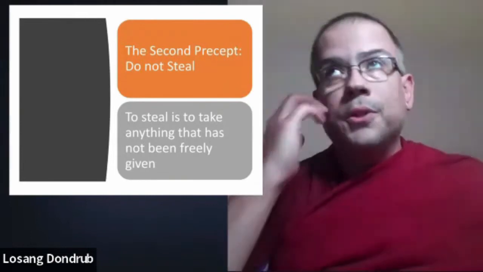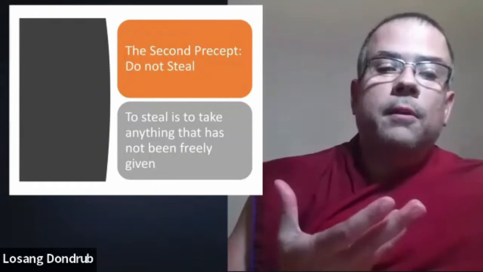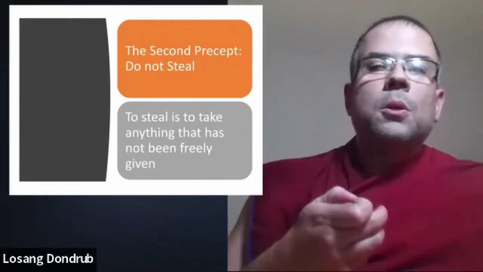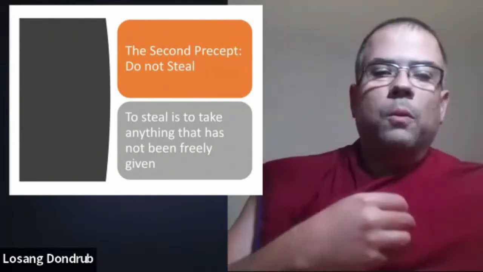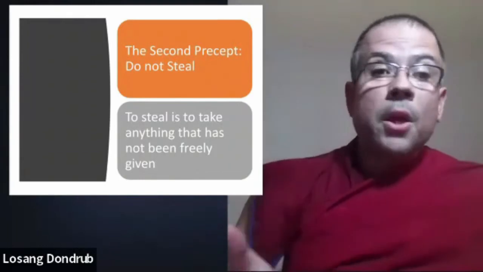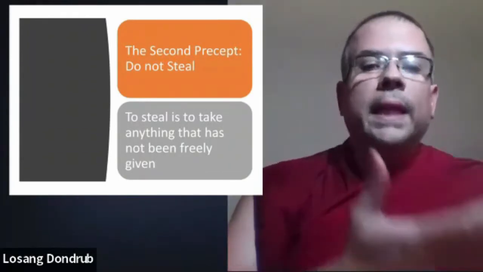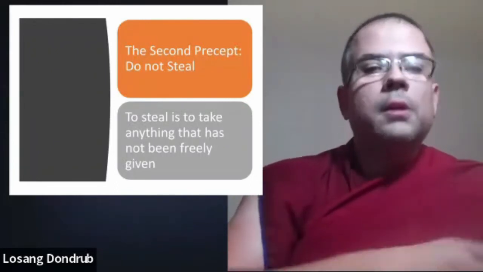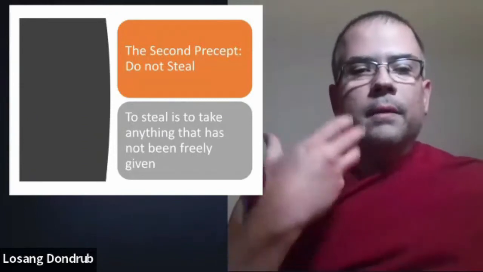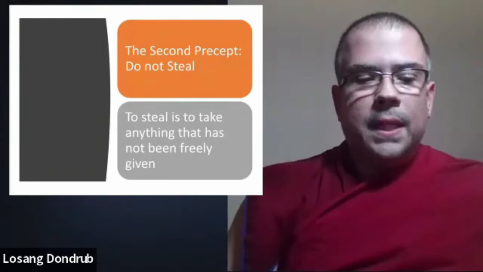And also coercion could be a form of stealing, because it says freely given. So if we defraud someone, or we misrepresent, or we pressure, it could be that someone does give us something, but it wasn't freely given. It was given under some kind of pressure, some kind of, they felt coerced in some way. So that could also be a form of stealing.